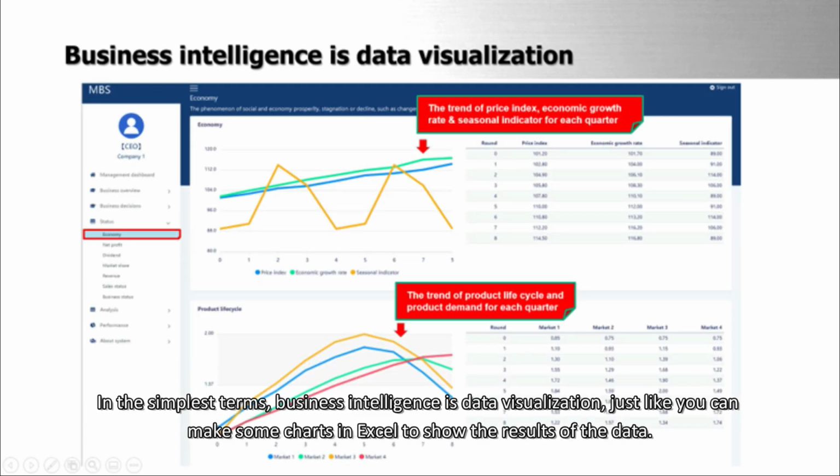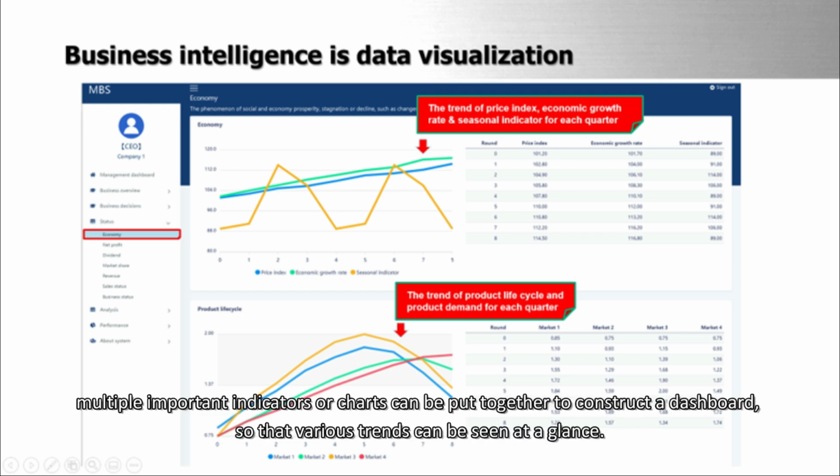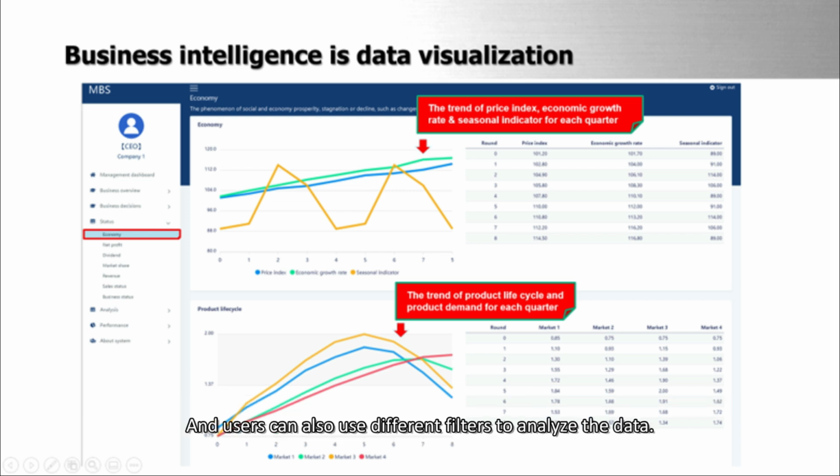In the simplest terms, business intelligence is data visualization, just like you can make some charts in Excel to show the results of the data. Of course, business intelligence can do more things. For example, multiple important indicators or charts can be put together to construct a dashboard so that various trends can be seen at a glance. And users can also use different filters to analyze the data.